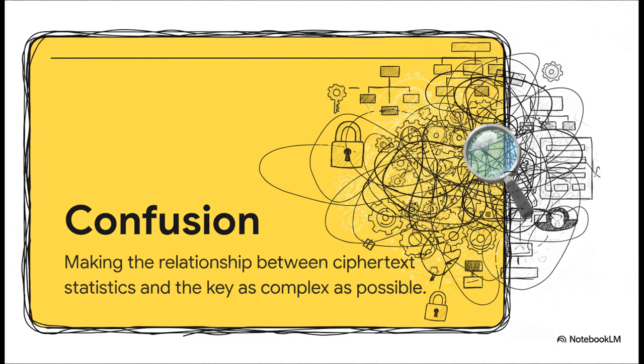Now, while diffusion hides the plain text, confusion is your ultimate key hiding mechanism. The goal of confusion is to make the relationship between the statistics of the ciphertext and the actual value of the encryption key as complex as humanly possible. Even if a really smart attacker gets a handle on the ciphertext, the mathematical process under the hood is so hopelessly tangled that the key simply cannot be deduced. It's a brilliantly frustrating puzzle for anyone trying to crack it.